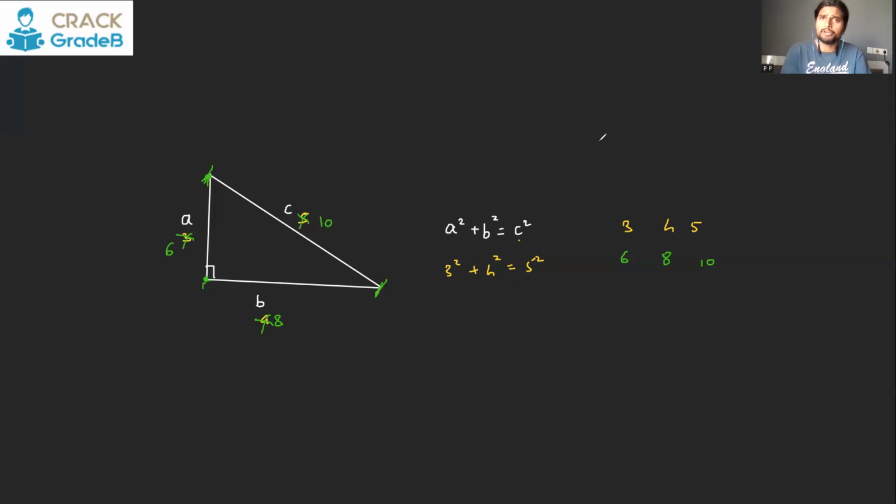So some triplets you should already know. One is obviously the basic 3, 4, 5. All the multiples of 3, 4, 5, for example, if I multiply this with 10, 30, 40, 50 is again going to be a triplet.